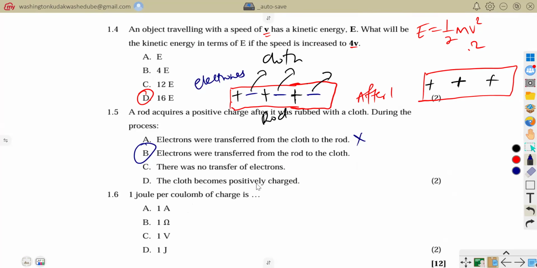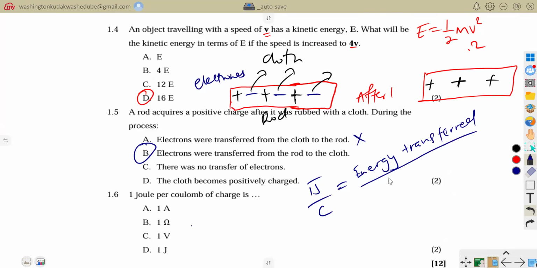Now 1.6 is saying 1 joule per coulomb of charge. 1 joule per coulomb of what? Of charge is. What does 1 joule per coulomb of charge represent? We can say that 1 joule per coulomb of charge, joules represents what? Energy. So energy can be transferred, so it's energy transferred, or else energy dissipated. And then coulombs represents what? Charge.